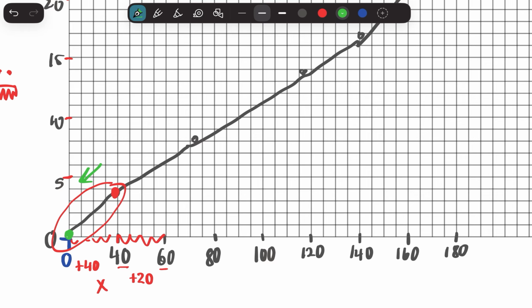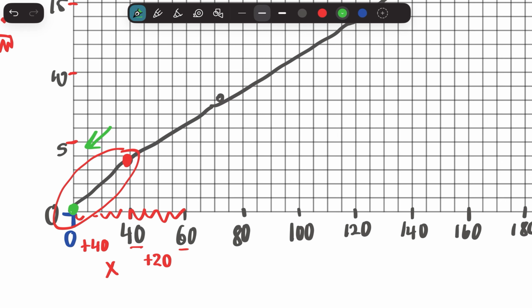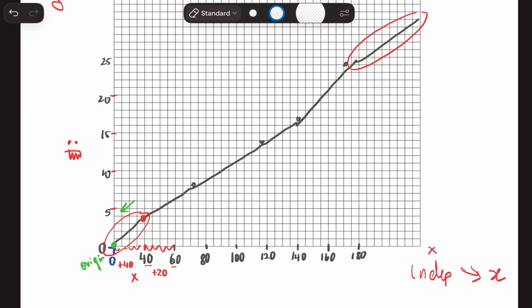Do not assume there's a point at the origin. So this is my origin right here. Do not assume there's a point there. So really what this should have looked like, if I was to fix it for the student, I would remove this part here.